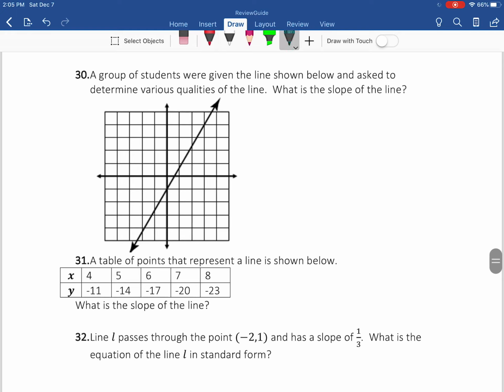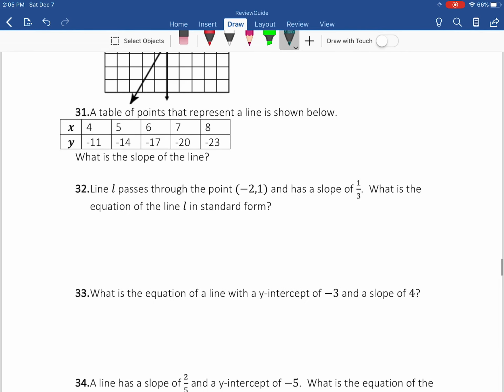Number 30. A group of students were given the graph shown below. What are various quantities of the line? What is the slope? I need to pick 2 perfect points. So I've got a perfect point there and a perfect point there. I'm going to go up 1, 2, 3, 4, 5, and my run is 1, 2, 3. So my slope is 5/3.